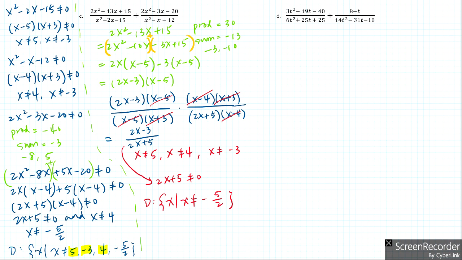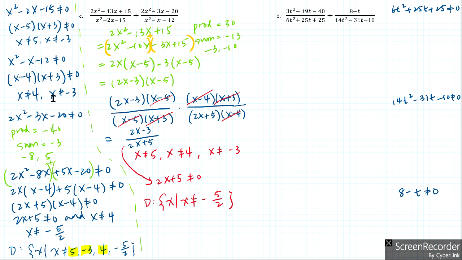Now for part D, we can do the same thing. Here we get in the denominator 6t squared plus 25t plus 25. We don't want that to be 0. I'm going to leave more room because it's AC method. And the second denominator, 14t squared minus 31t minus 10, doesn't equal 0. And lastly, we don't want the second numerator to be 0 because we would be dividing by 0 otherwise.